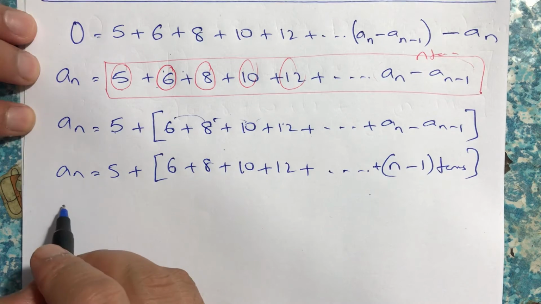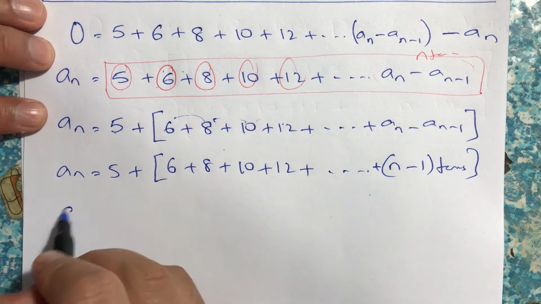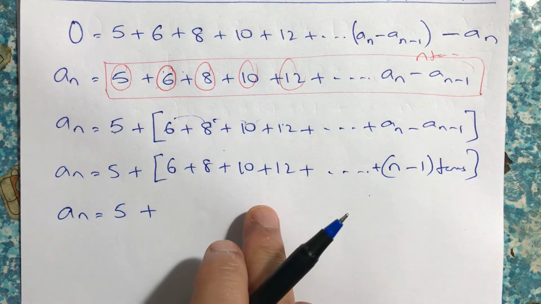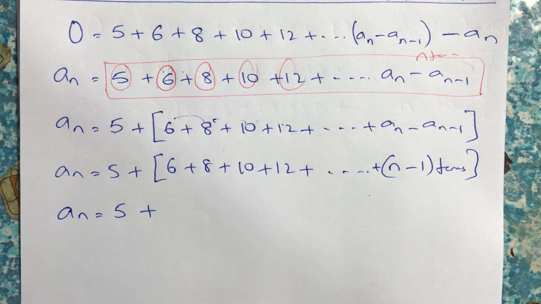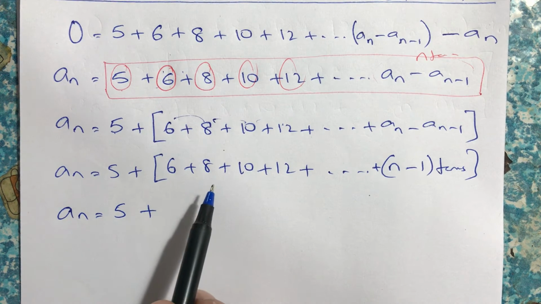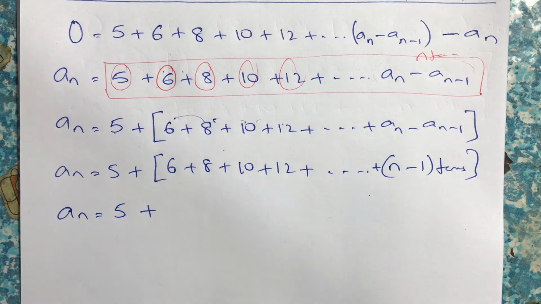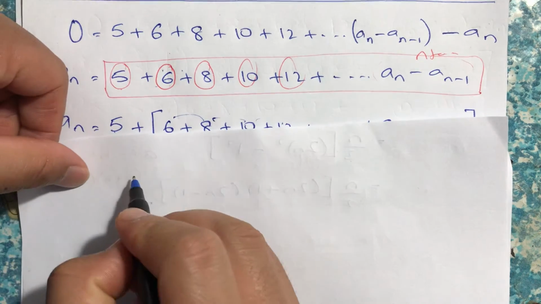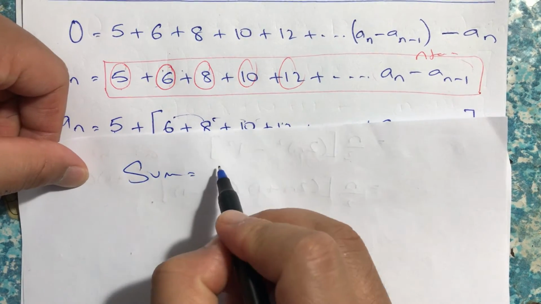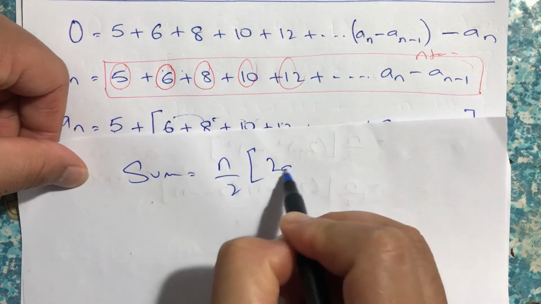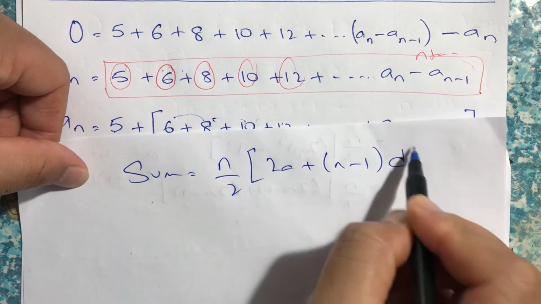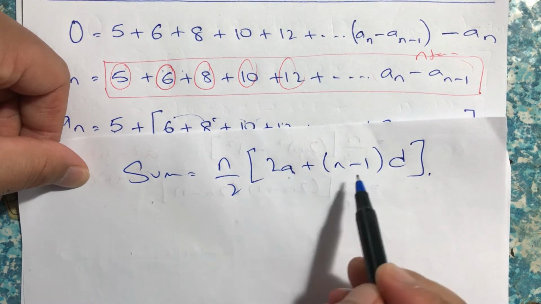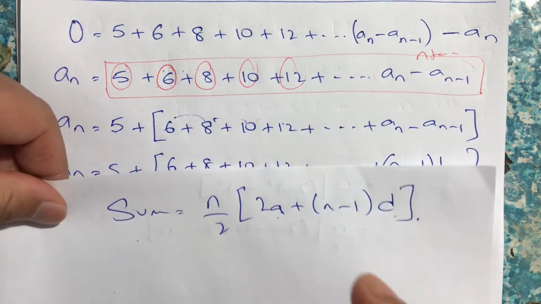Is that okay? And then now what will happen is an is equal to 5. Now plus, this particular thing is in an AP series. Since this is an AP series, we know that the formula for the sum of an AP series is n by 2 bracket 2a plus n minus 1 d, where n determines the last term, a is the first term, and d is the common difference.